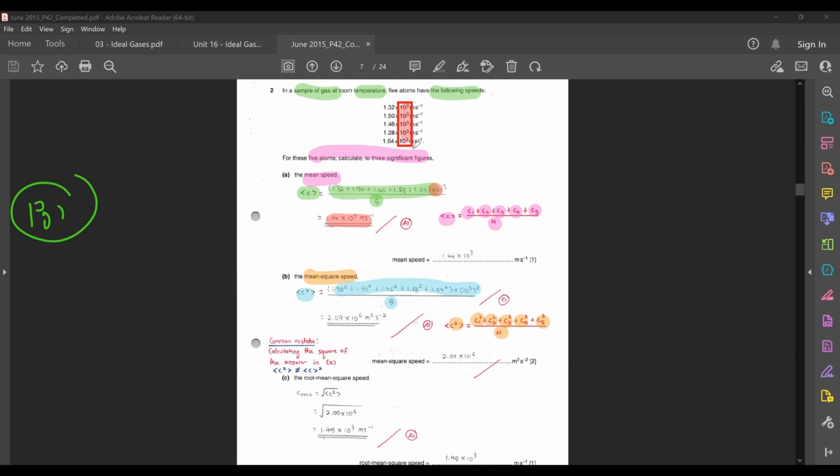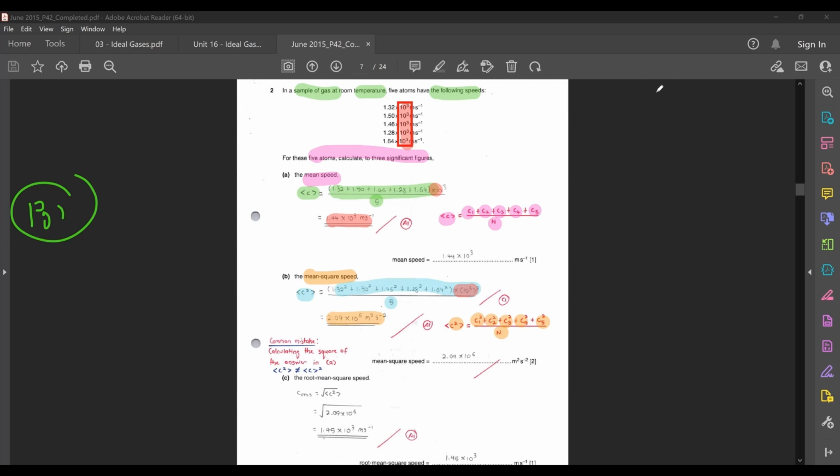You have the 10 power 3 here. You can just factorize it out, but make sure you square it. Okay, eventually your mean square speed will be the same as 2.09 times 10 power 6.